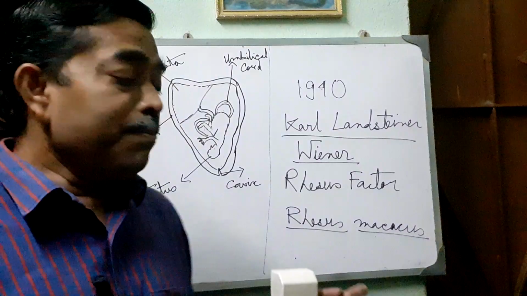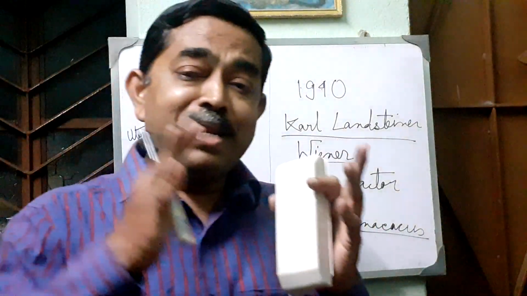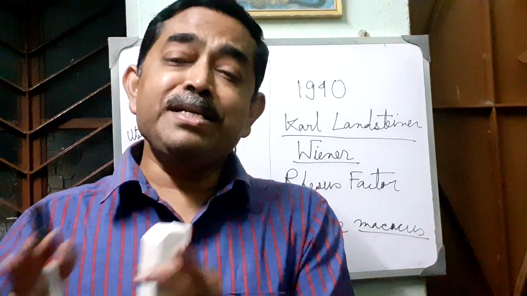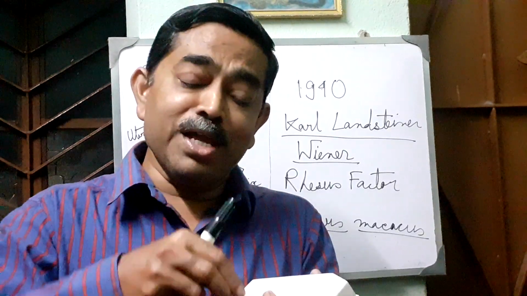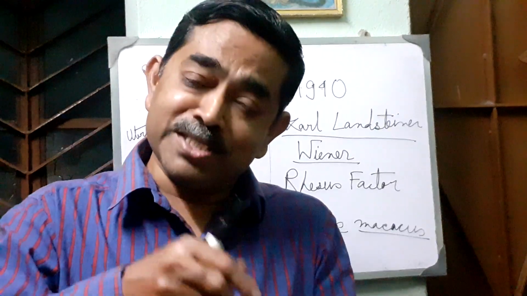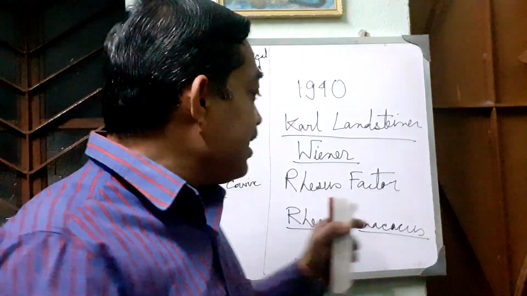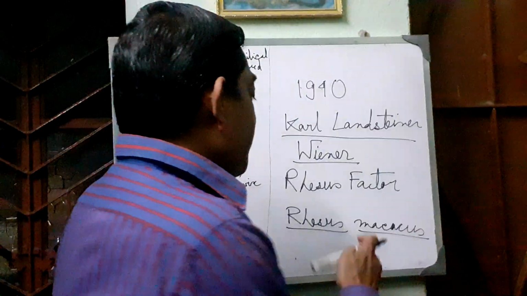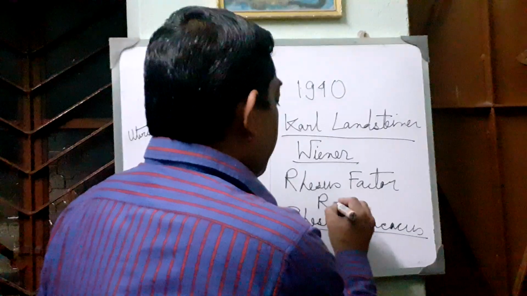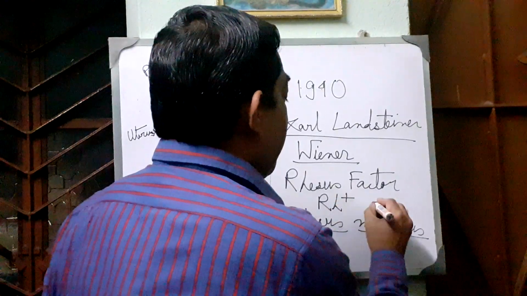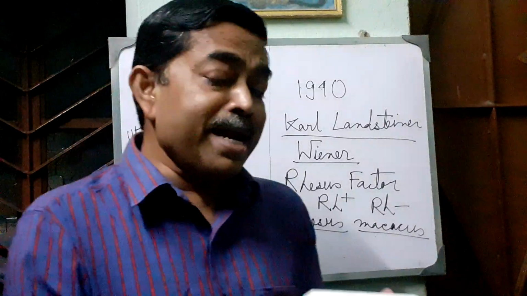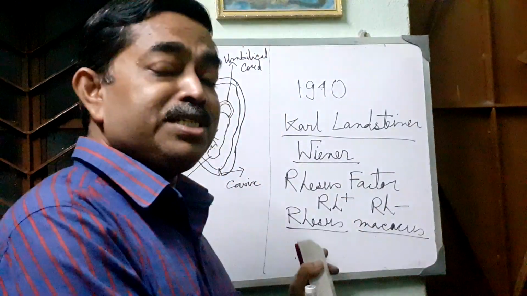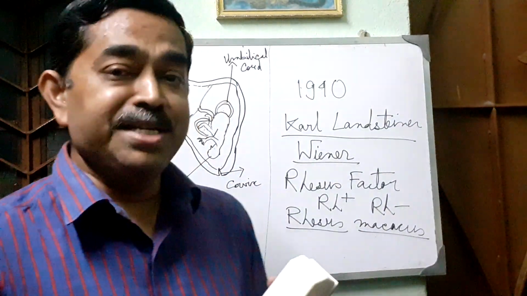Actually, what is the meaning of this Rh positive and Rh negative? It is also an antigen which is present on the surface of the red blood cells, and this is the indication of Rh positive and Rh negative. It is also an antigen. It is called D antigen.